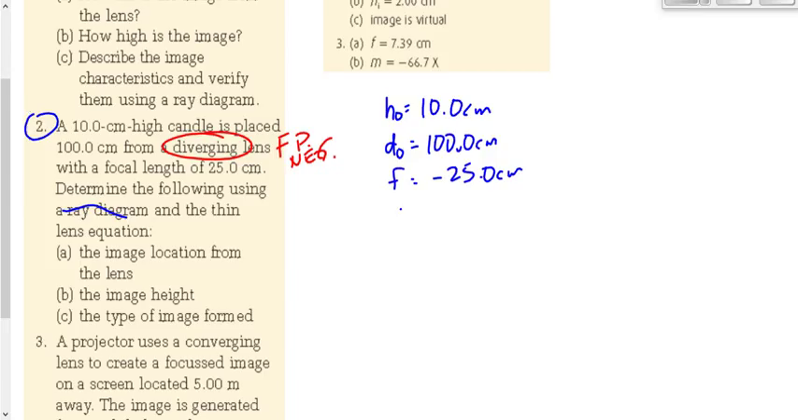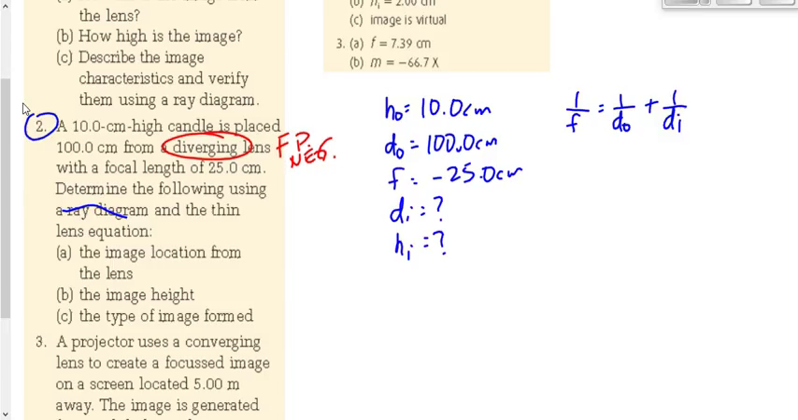Let's find the image location, DI. Let's find the image height, HI, and then we'll find the type of image formed by something that we've already calculated. Let's use my lens equation for this. 1 over F is equal to 1 over DO plus 1 over DI. And let's sub some numbers in here.